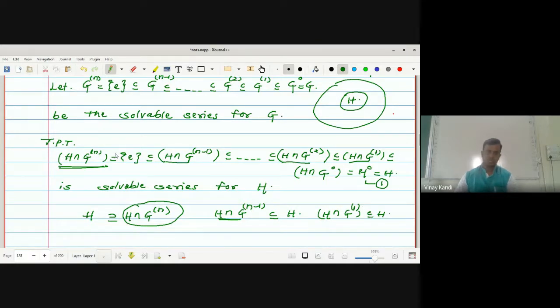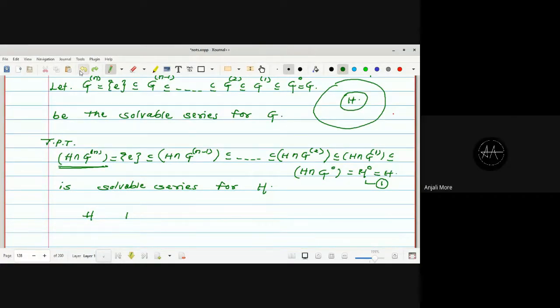That means we have to prove that each of these is a normal subgroup of the next. So this one is a normal subgroup of this one, and this one is a normal subgroup of the next one, with abelian factors. If we show that these are abelian factors, then this series is solvable. Any doubt?